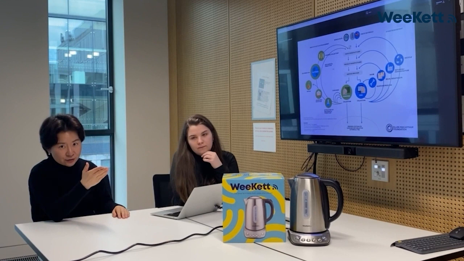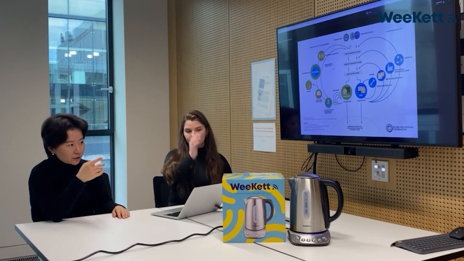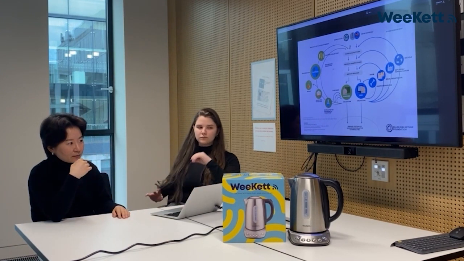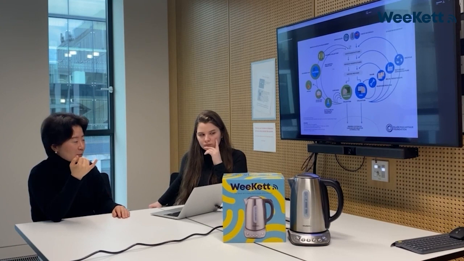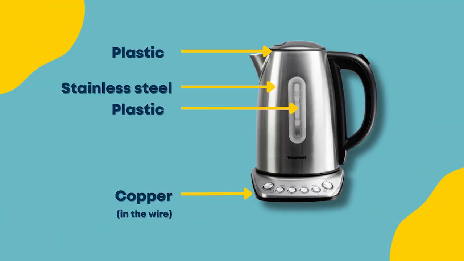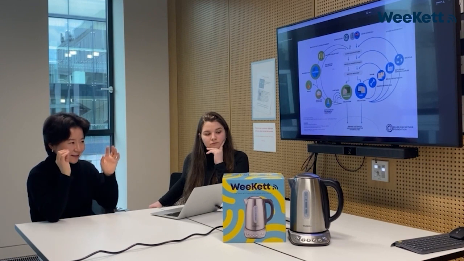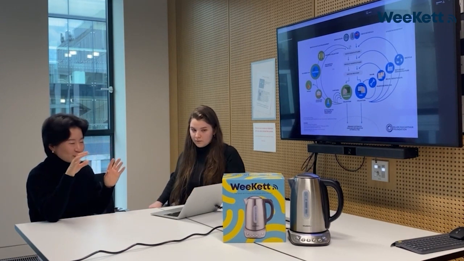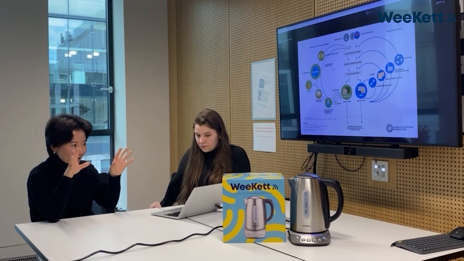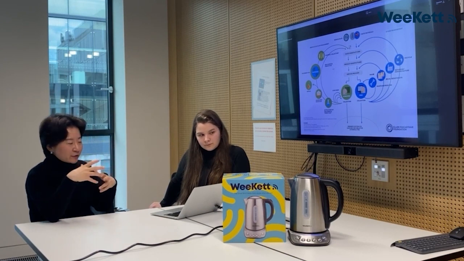Let's just take a kettle as an example. A kettle has many components. It's got stainless steel, it's got plastic, and a few others, like copper in the wire, and many other materials coming from nature. The manufacturers process that, using industrial techniques to mold everything and assemble everything into a kettle that we use now.